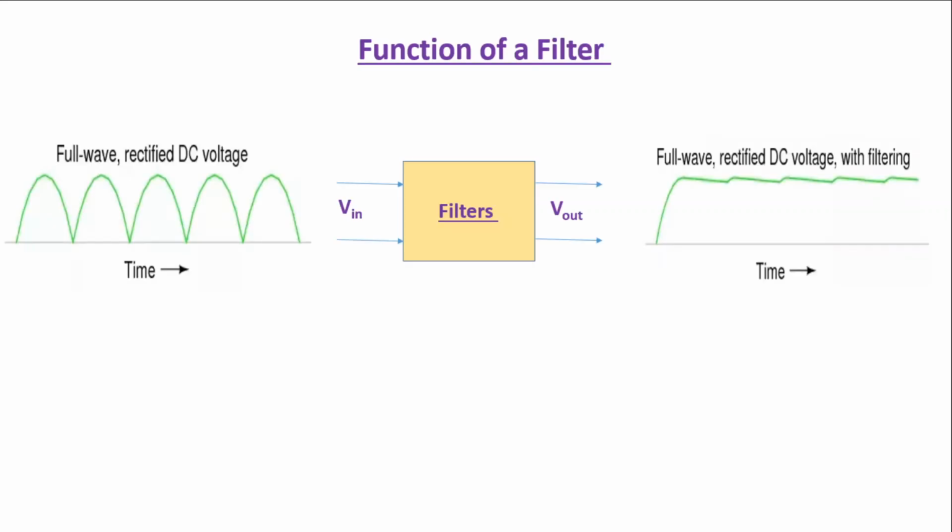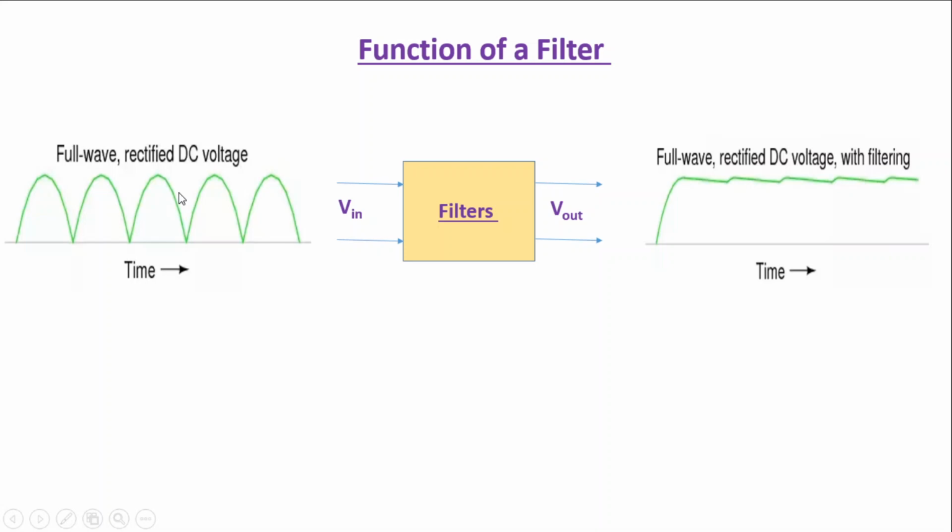So in this context, now we are going to learn what filters are, because they do a particularly specific job of producing a more exact DC signal from the AC signal. Okay, so we'll discuss this in detail in this particular lecture. Now first we are going to discuss the function of a filter. Now what is a filter?